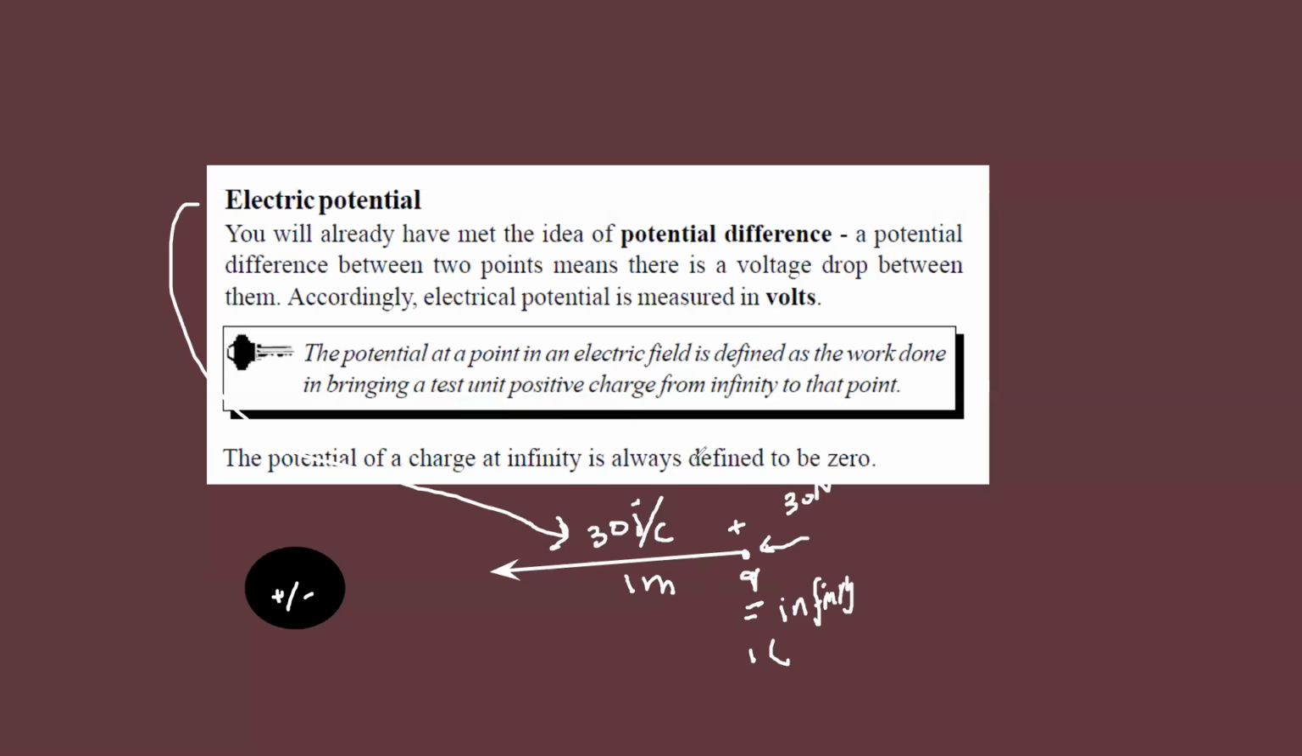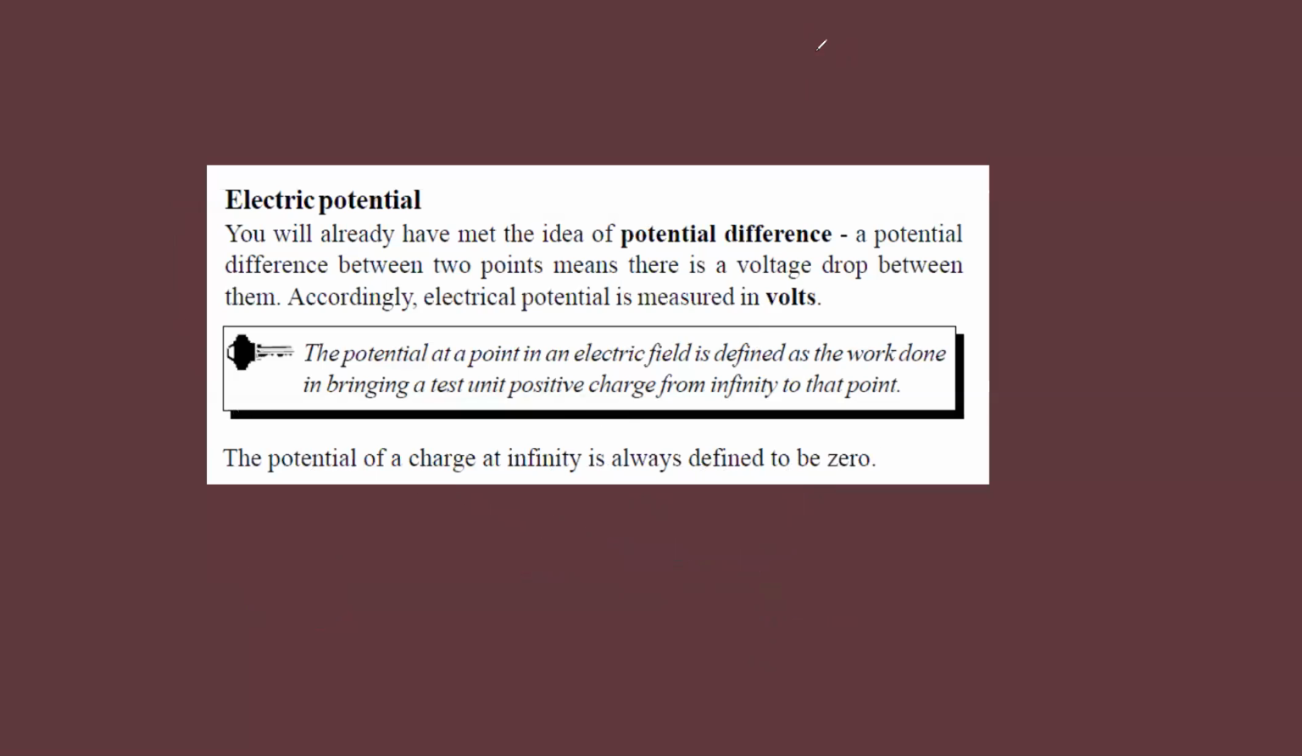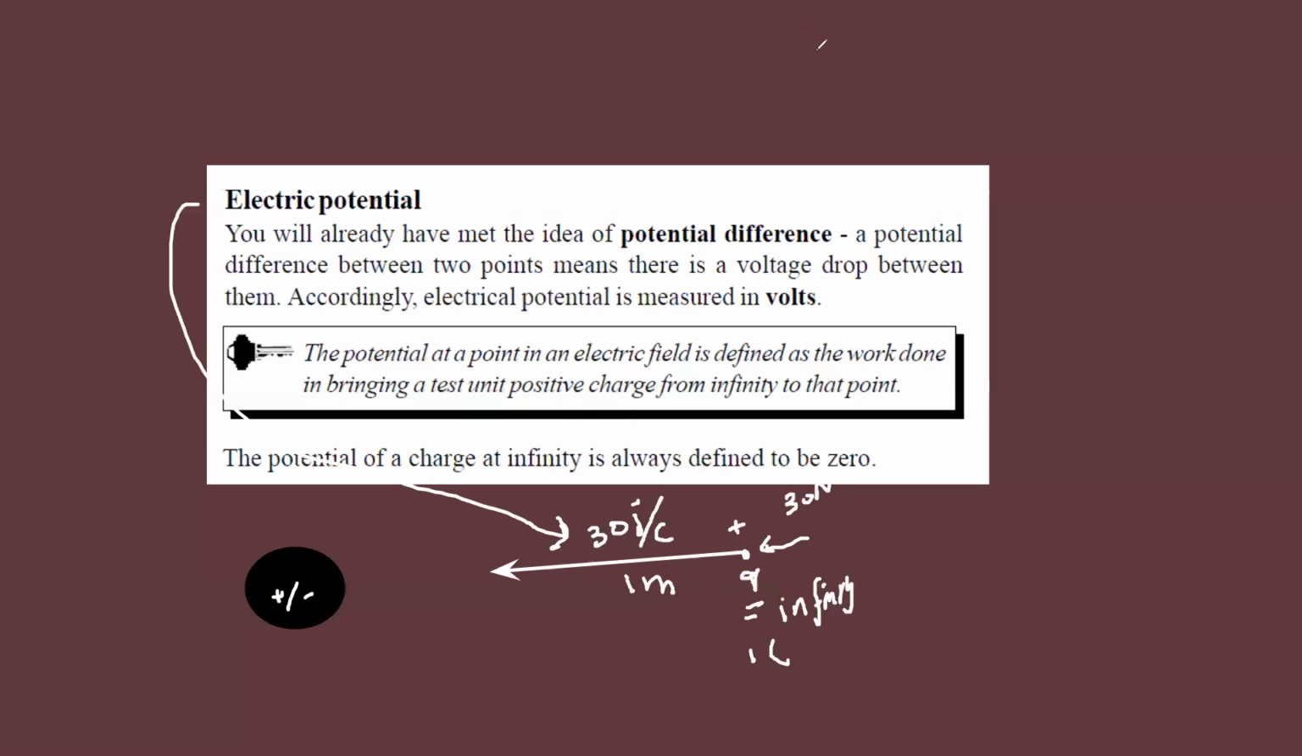At infinity, the potential of a charge is always zero, because at infinity we don't have to apply a force, we don't have to do any work, because it is not experiencing any force. If force is zero, the work done will be zero. If work done is zero, it means the electric potential is zero.